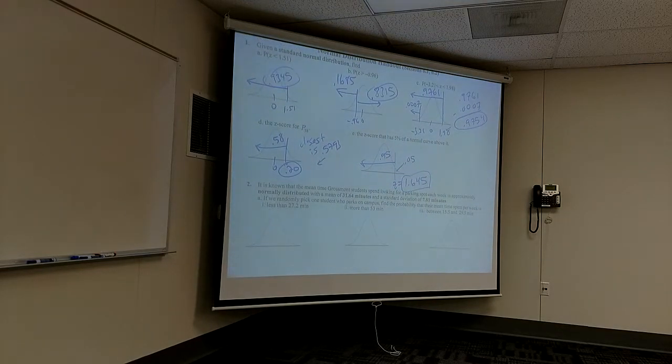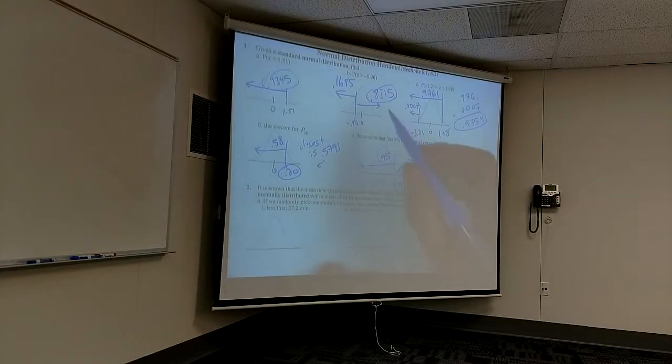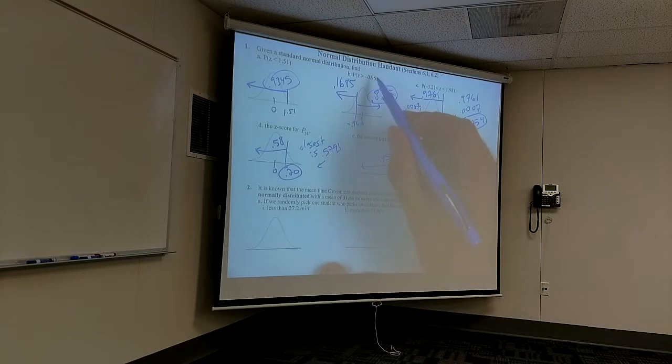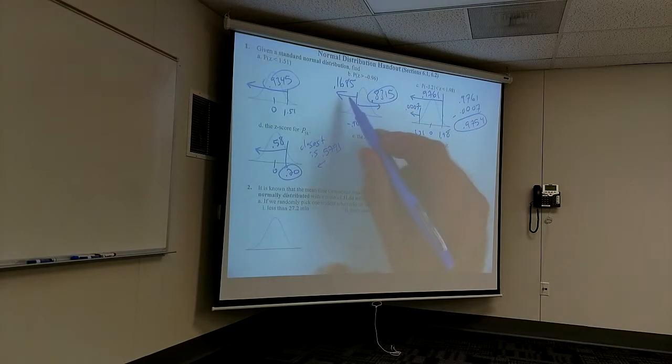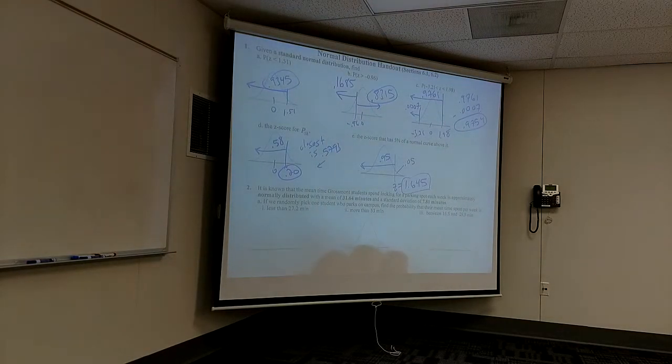All right, guys, there's all the answers to the first one. The first problem. Which one? Yeah, when you look at negative 0.96, 0.1685, right? 1 minus that. Yeah, that's the wrong side. The whole thing is 1. 1 minus to get the other side.